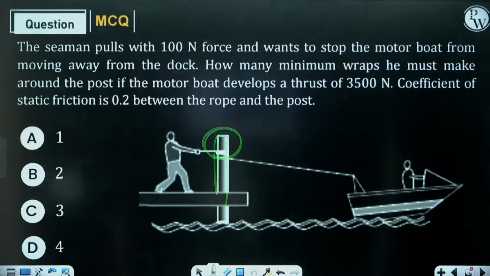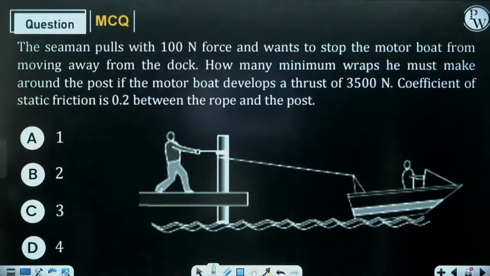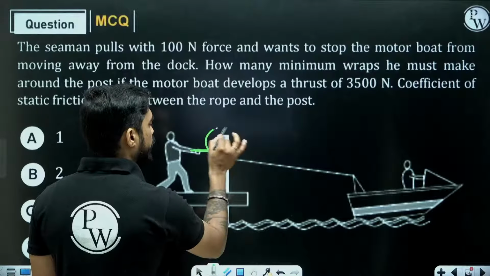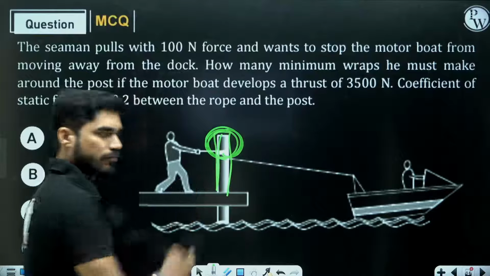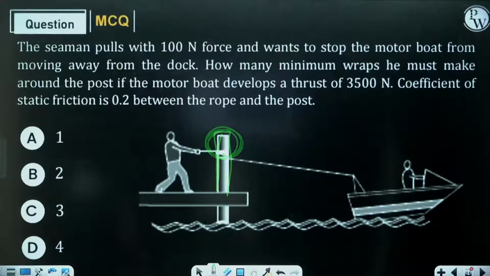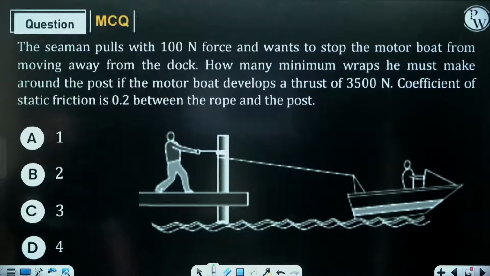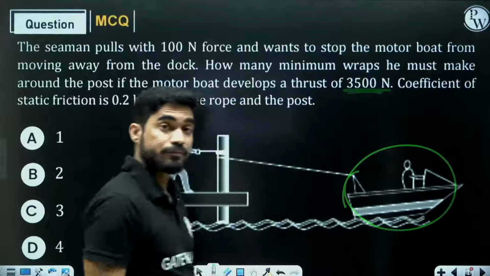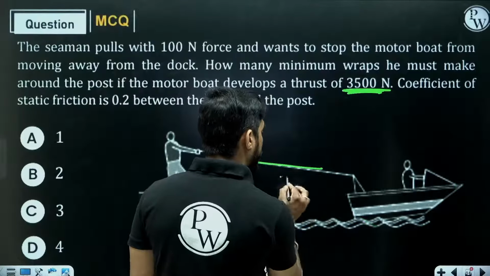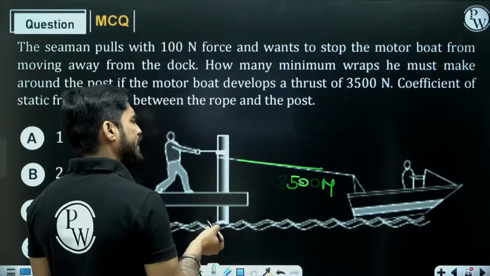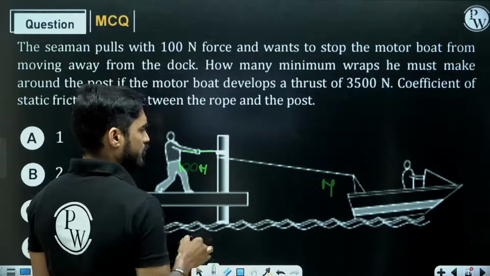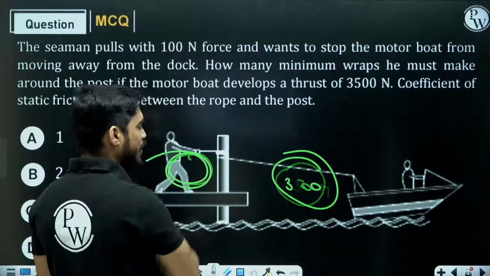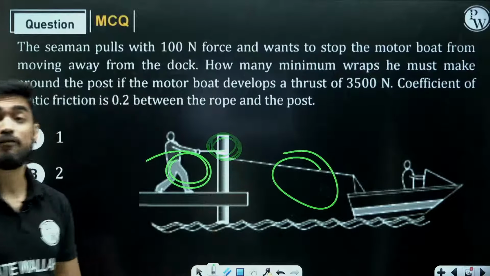What happens when he wounds this rope around this pole? Friction will come into the picture and now he does not have to apply a lot of force here. In order to reduce his effort, he will wound this rope multiple times around this pole, because it increases friction. Now they are saying that this man can only apply a force of 100 Newton, whereas the motorboat has a thrust of 3500 Newton. Means the motorboat is pulling this rope with 3500 Newton force, but the man can only generate 100 Newton force. So how can you balance 3500 Newton with 100 Newton? You will wound this rope multiple times, n number of times.